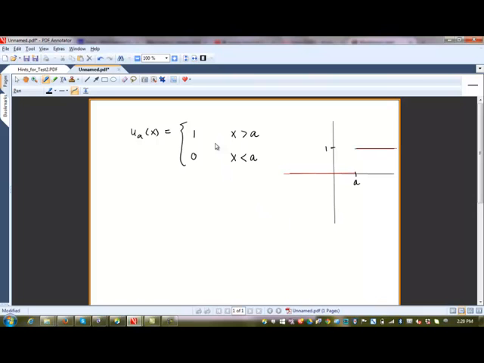So the point of discontinuity is what here? a, right? The point of discontinuity is a. It is also called a step function in the literature because it looks like a step. People also call it the Heaviside function because one side they think of as heavy, with a weight of 1, and the other with a weight of 0.